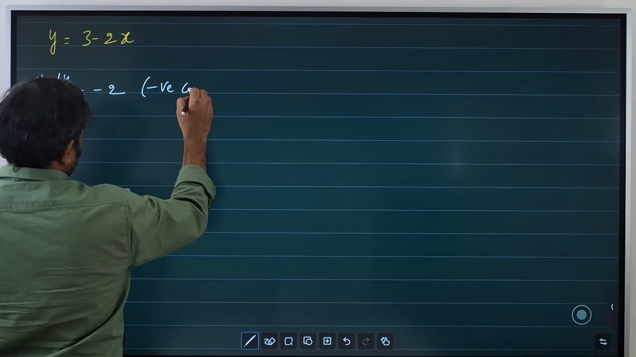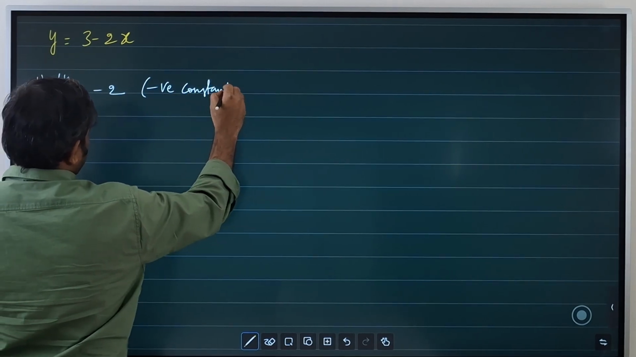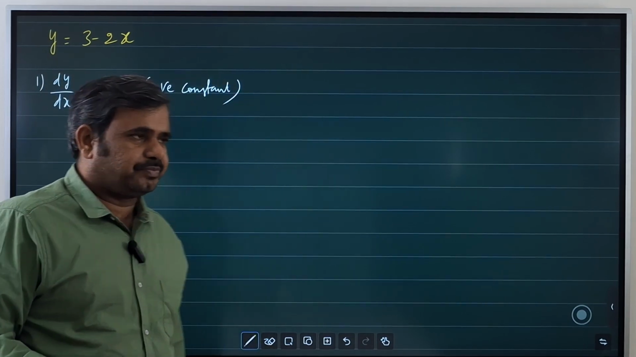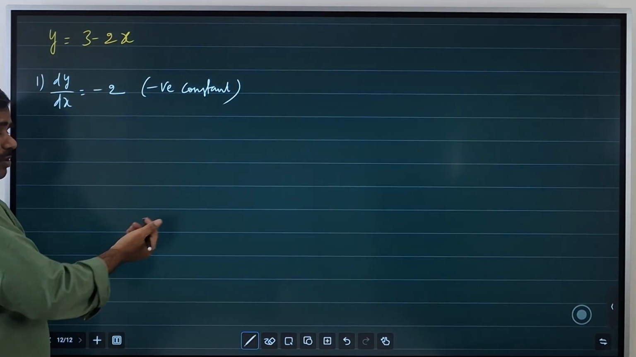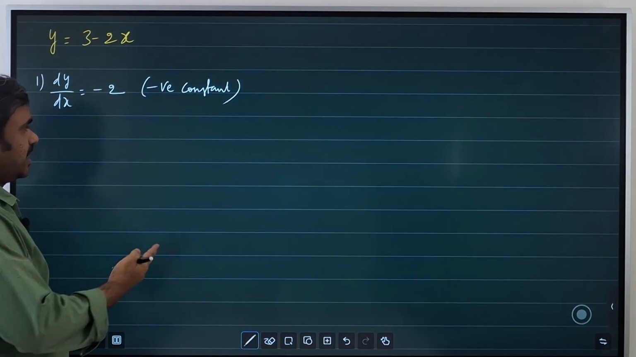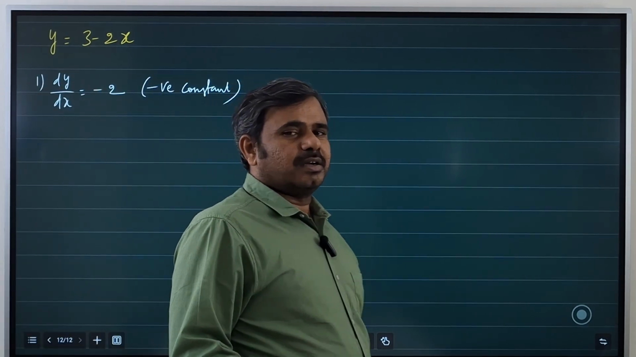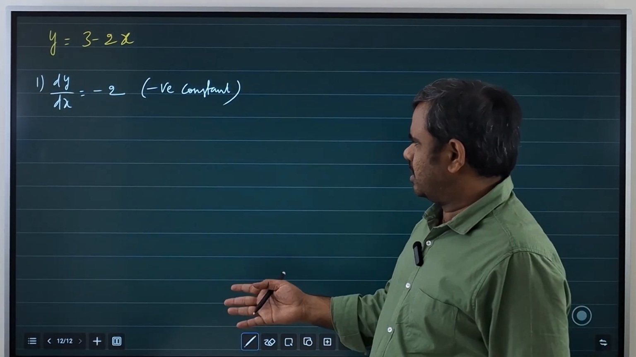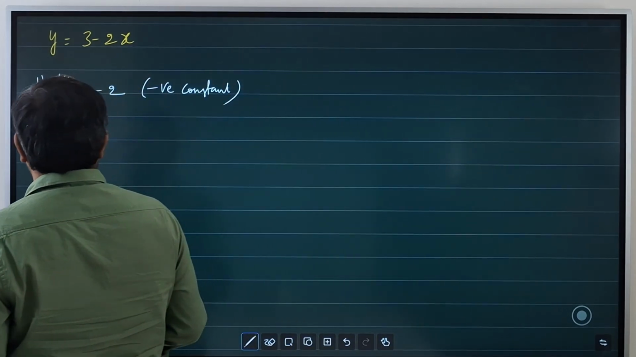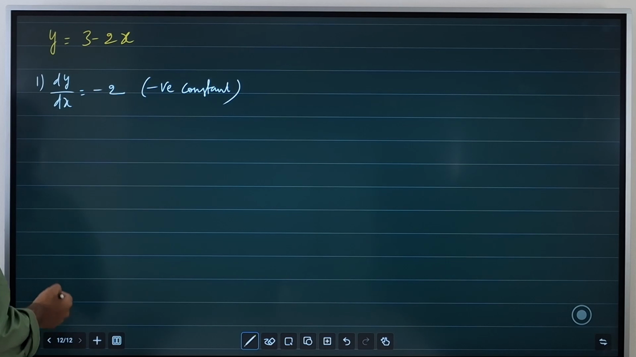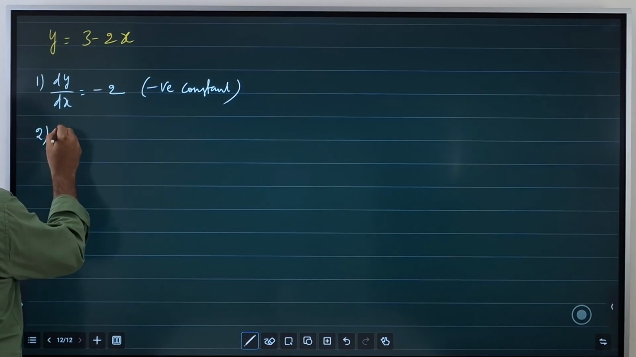It's negative, constant. What it means is y decreases as x increases at a constant rate, at a uniform rate. Of course, the graph is a straight line because y decreases at a constant rate as x increases. The graph has to be a straight line. Slope never becomes 0, so the graph has no turning points, no inflection points.